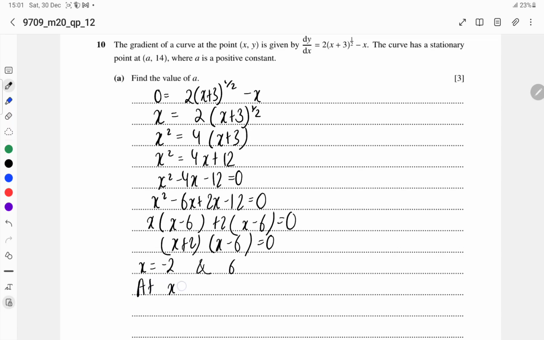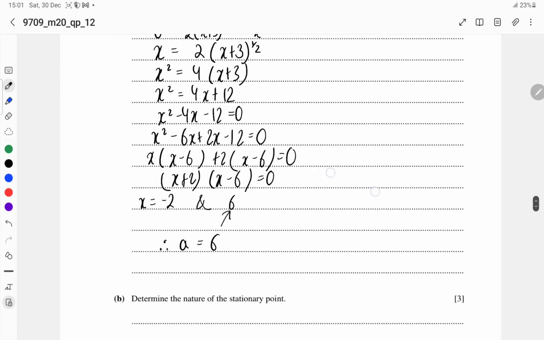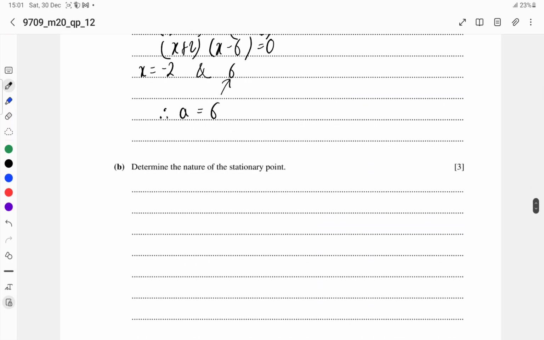At x equals minus 2, what's the value of y? We need to find y as well, where a is positive. Okay, so the question has said a is a positive constant, right? So a must be 6, right? Because these are the possible values of x. So therefore a equals 6 is our answer. Am I correct? Yeah, a equals 6. And determine the nature of the stationary point.